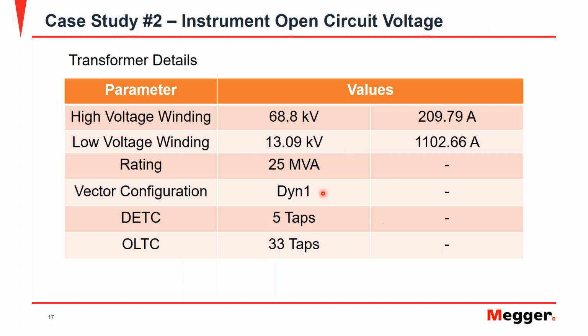In this example, we had a transformer that had a high voltage rating of about 68.8 kV. It had a nominal current rating of 209.79 amps. On the low voltage side, it had a 13.09 kV voltage rating and nominal current of 1102.66 amps. It had an overall rating of 25 MVA, and a vector configuration of delta Y1. So it was delta configured on the primary side and Y configured with a neutral on the secondary side. It had a de-energized tap changer with 5 taps and an on-load tap changer with 33 taps.